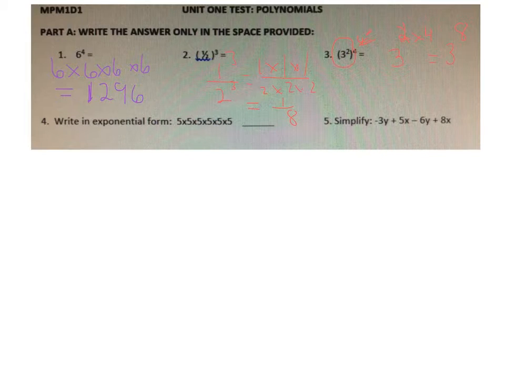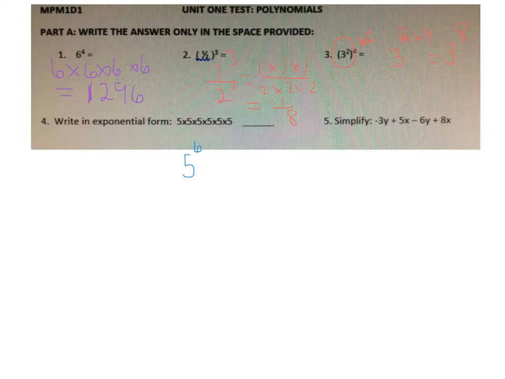If we look at question 4, I want you to write that in exponential form. You notice we have the same number, 5 times 5 times 5 times 5 times 5 times 5. So the base of our exponent is going to be 5, and there are 6 of those 5's being multiplied, and so our exponent is 6.